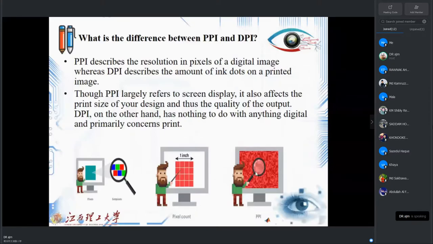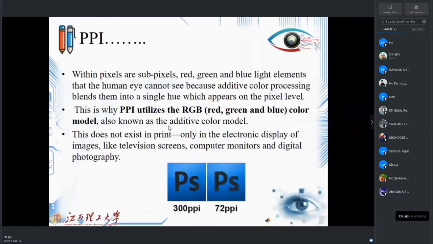It's something that I show here. As you see, the person has a magnifier, and based on this zooming you can see the PPI of your image. Within a pixel are subpixels, in the colors red, green, and blue, and some light elements. The human eye cannot see them because the additive color process blends them into a single hue, which appears at the pixel level. This is why PPI uses the RGB colors, red, green, and blue, and we also know them as the additive color model.